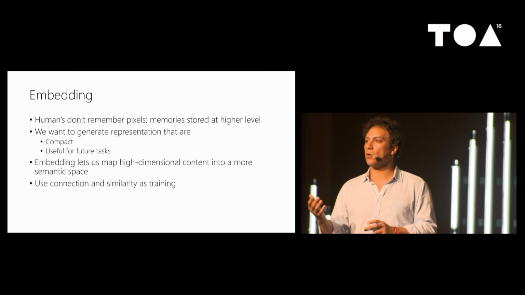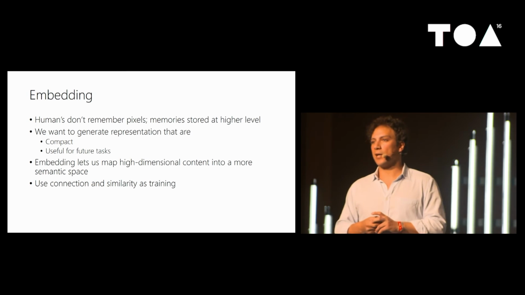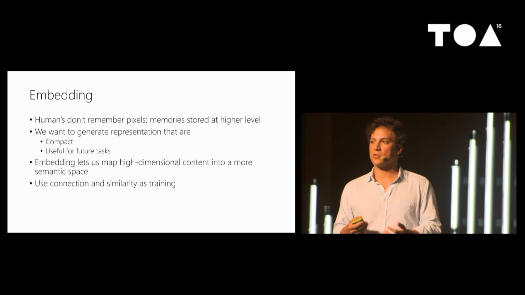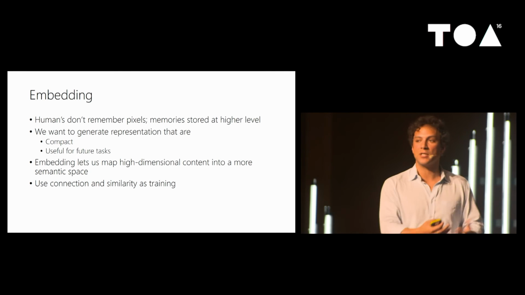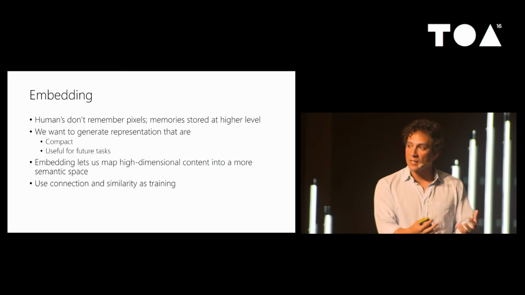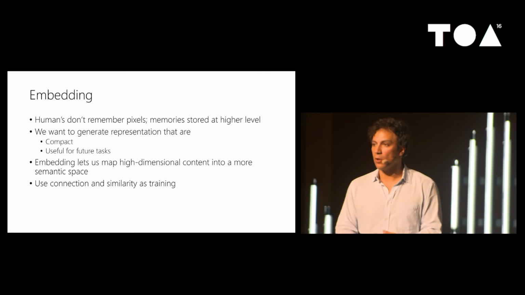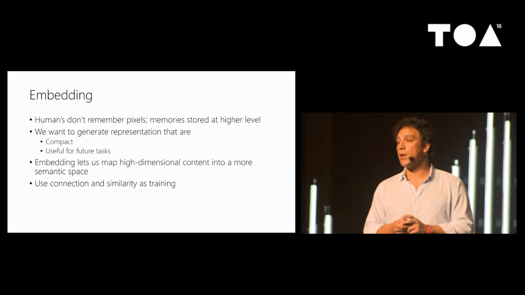Somewhere in there are stored the faces of our friends and the fact that some of our friends like playing chess and some of them don't. All these higher order memories are stored. So how can we generate these higher order memories? How can we generate a representation from the world that's compact and a summary of the things that we want, but is also useful? That's what this technique that I'm going to talk about, embedding, lets us do.